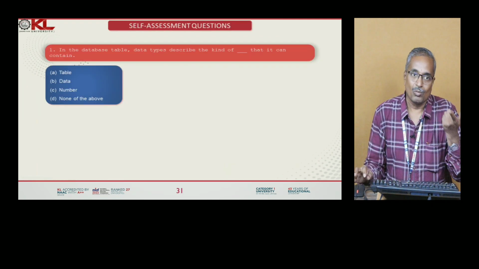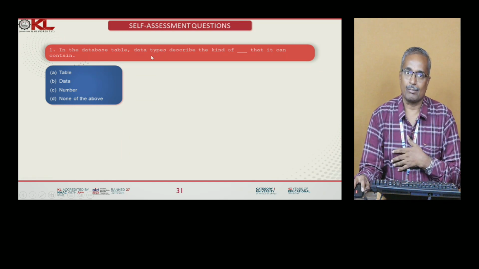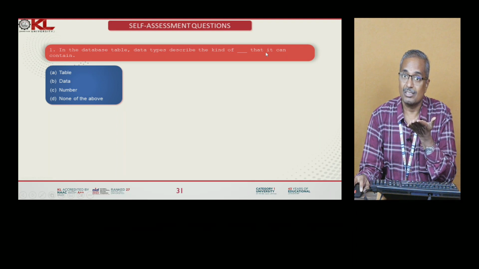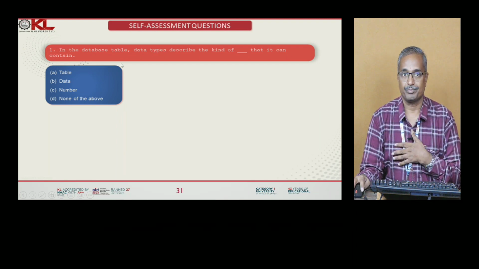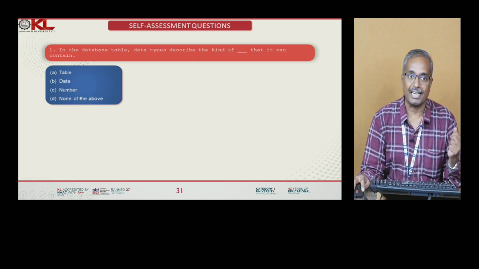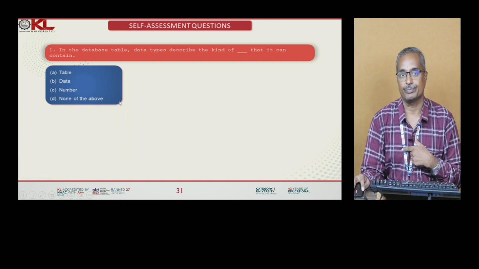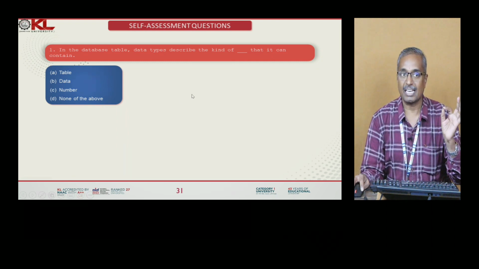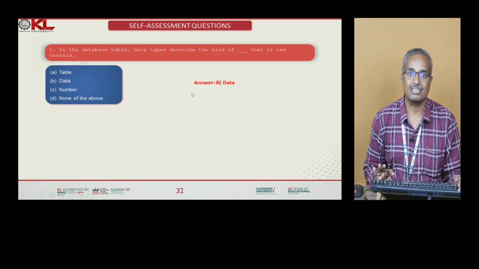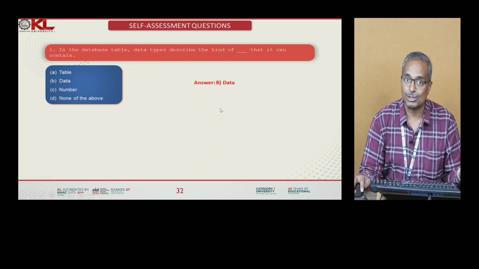So the first question, dear students: in the database table, data types describe the kind of dash that it can contain. Option 1 is table, option 2 is data, option 3 is number, option 4 is none of the above. Please think and put the answer in your mind, right? The answer is B, data, because data types describe the data.